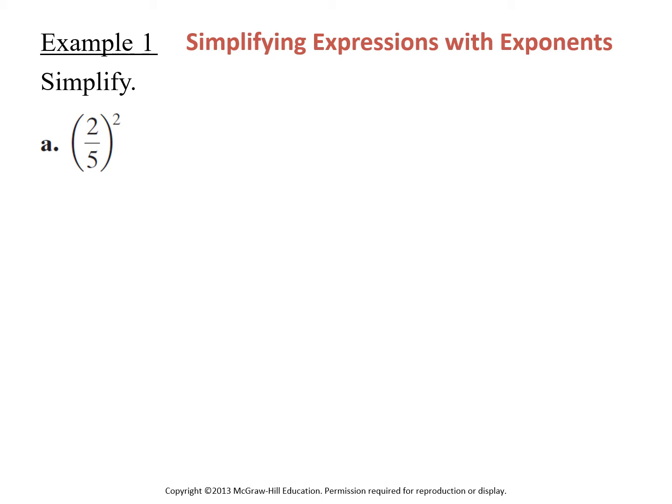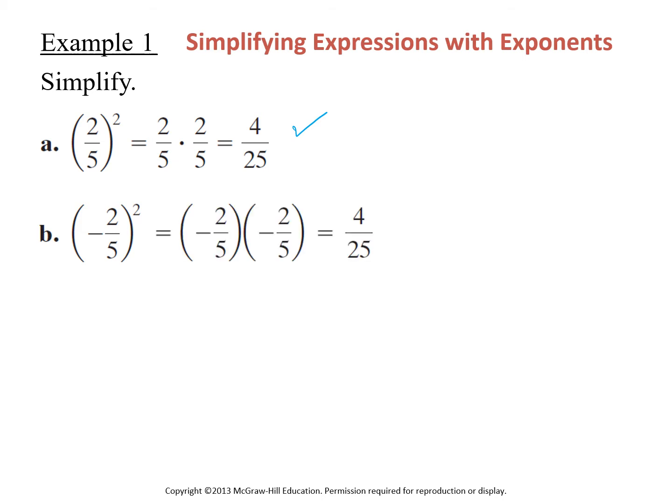But the quantity 2/5 squared is 2/5 times itself, and 2/5 times 2/5 is 4/25. The quantity negative 2/5 squared, remember we're including the negative sign, so it's negative 2/5 times negative 2/5, or positive 4/25. Now, when the negative sign is outside the parenthesis, this exponent 2 does not go with it.